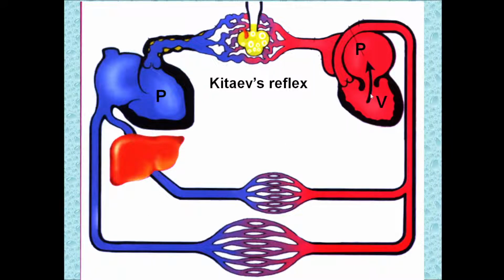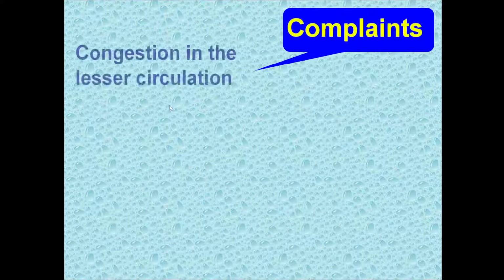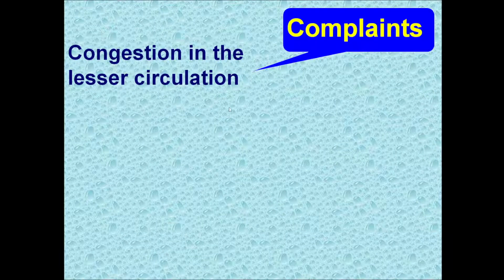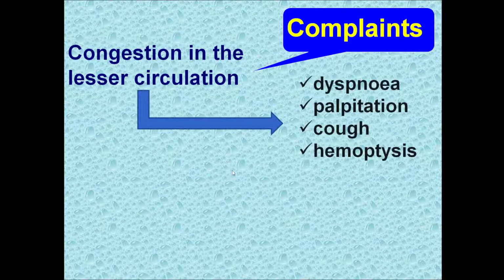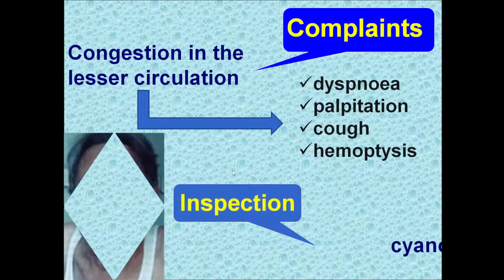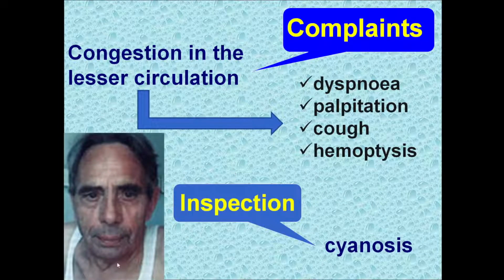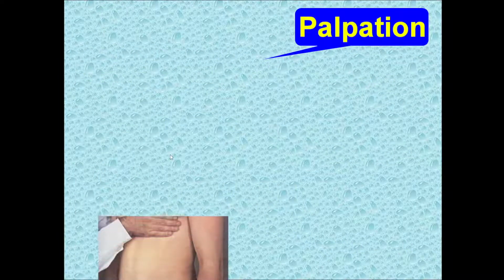First of all, the left ventricle, then the left atrium, and the right ventricle. The patient complains of congestion of blood in the lesser circulation first of all. We remember there are dyspnea, palpitation, cough, and hemoptysis. On inspection, we see central cyanosis because first of all the problem is with the lesser circulation, and the patient usually comes to the doctor before decompensation of the right ventricle. It appears later. There will be total heart failure.